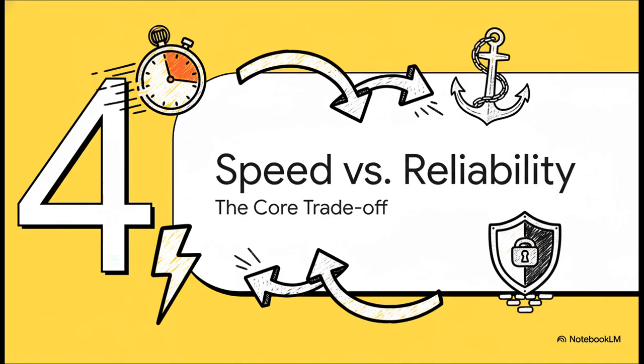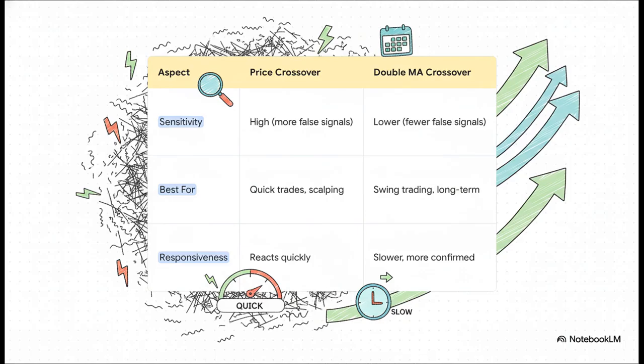Okay, so this brings us right to the core decision you have to make as a trader when you're looking at these two strategies. It really boils down to one simple trade-off: speed versus reliability. Let's just break it down side by side. The price crossover, super sensitive, super quick. It's great for quick trades like scalping, but yeah, you're going to get more false signals. The double MA crossover? It's slower. It waits for more confirmation. That makes it much better for longer-term moves like swing trading, where you're trying to catch a big trend.